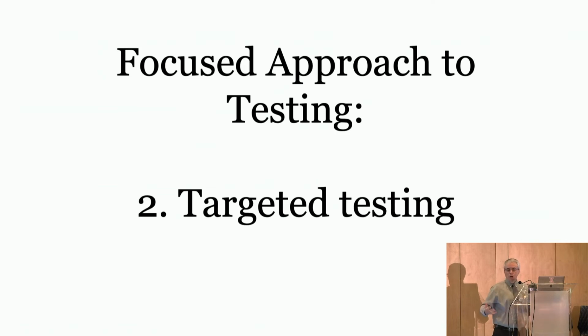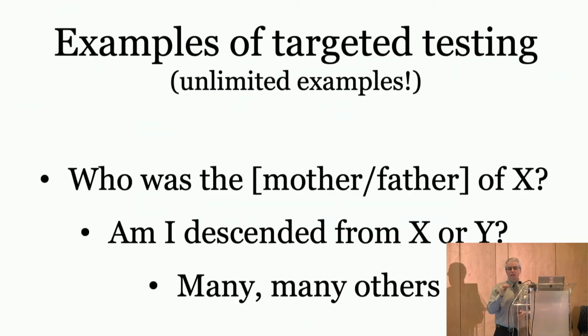In the other one, we talked about testing multiple people on different lines, essentially in the hopes of finding them in things like shared match groups to give us more information. Here, I'm thinking of examples where we want to answer a specific genealogical question. Who was the mother or father of this person? Am I descended from this person, for example, or maybe from that person?